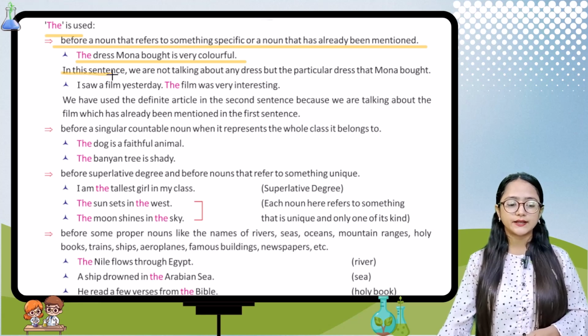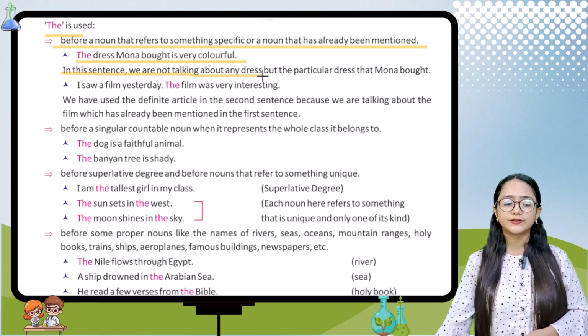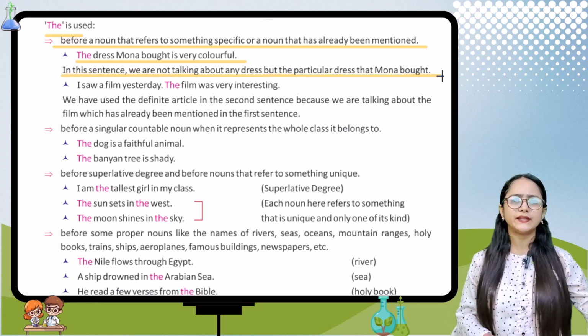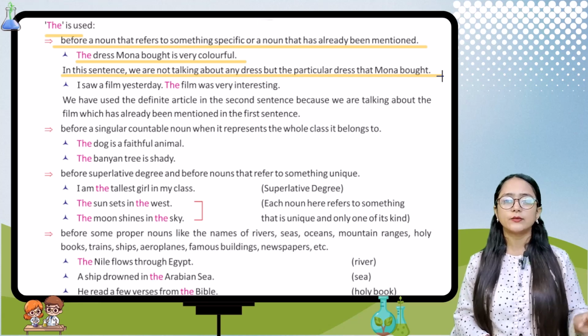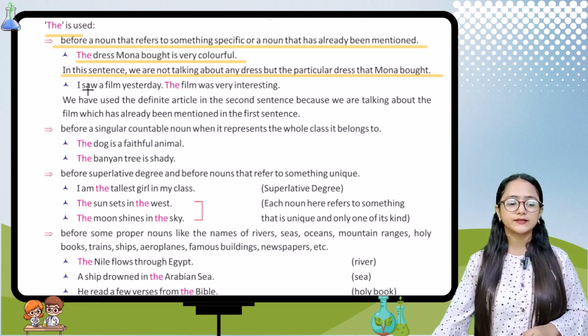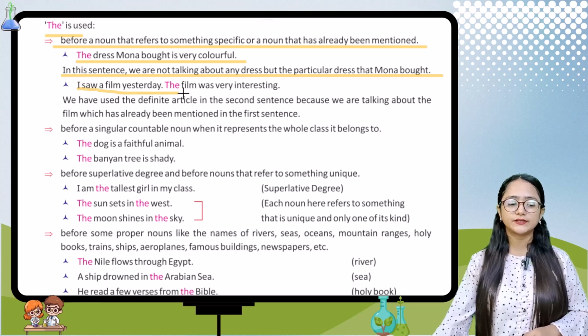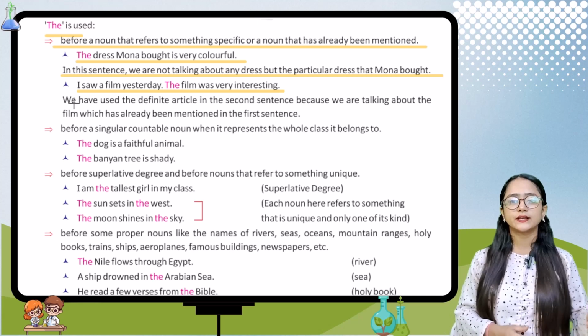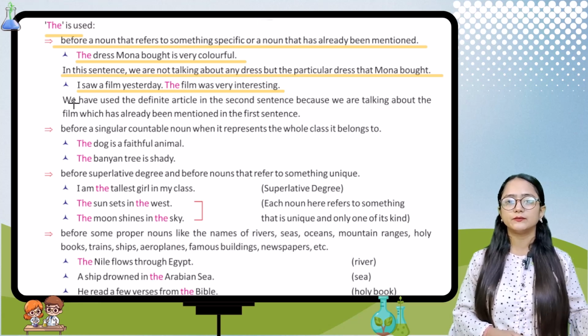In this sentence, we are not talking about any dress, but the particular dress that Mona bought. We are not talking about any other kind of dress. We are talking about that dress only which Mona bought. Now, next example: I saw a film yesterday. The film was very interesting. So here also it is telling you about the particular one, the particular movie, the particular film.